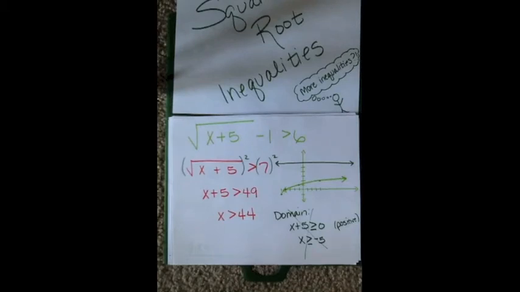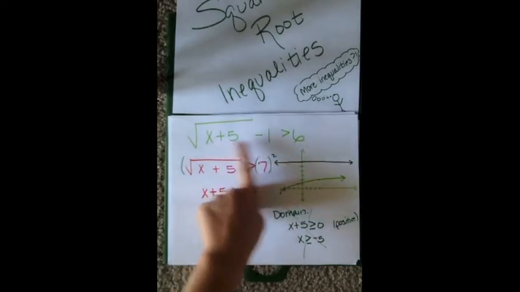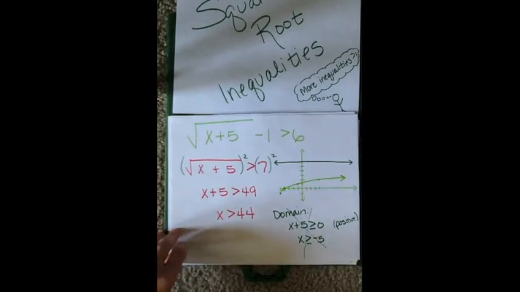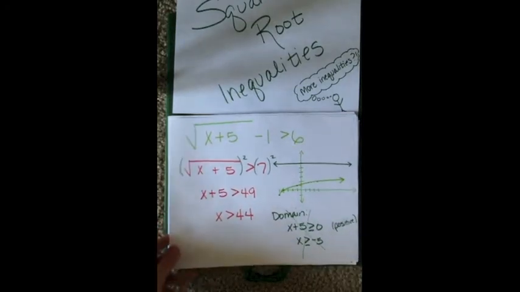Generally speaking, the only time that you have to worry about your domain restrictions is if you have a square root where it's less than something. So if square root is less than, then be careful about your domain restrictions and make sure that you have a compound inequality. Don't worry, we'll do another example.